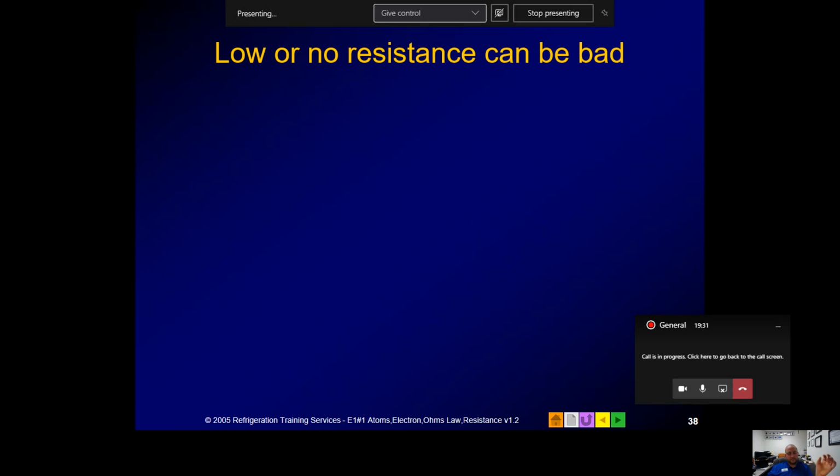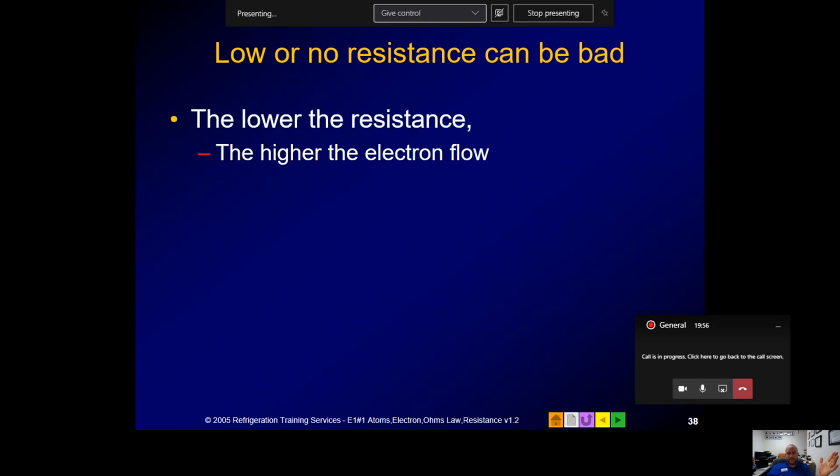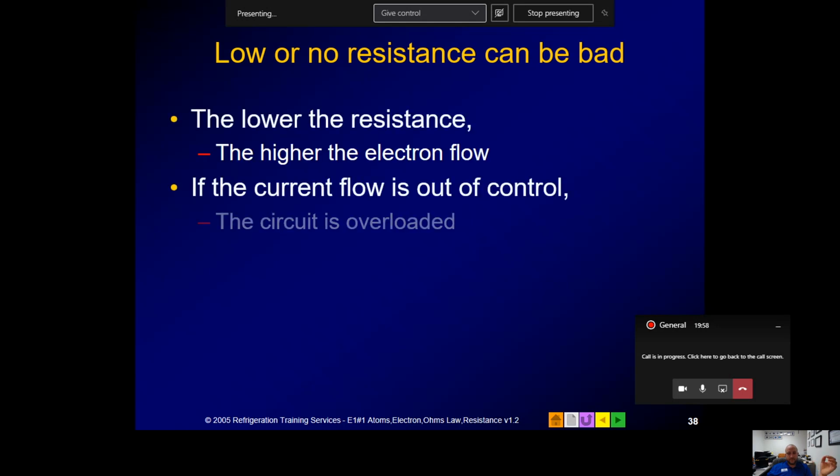However, resistance is good. We've got to have some sort of resistance in the circuit to keep it from being a short. But what if we have no resistance? That would be your zero, right? So infinite resistance is your OL. Some resistance is a number, and then no resistance or low resistance is 0.0 or right around 0. What does that mean? Why is that bad?